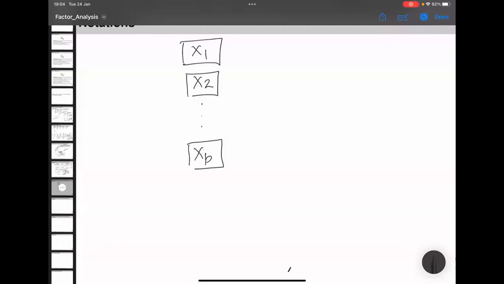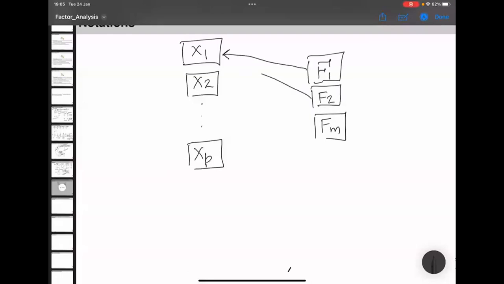So now what I was saying is that X1, X2 and XP are the p observable quantities, and F1, F2, FM are unobservable factors. Now F1 is contributing something to X1, F2 is also contributing, and similarly FM is also contributing. So it is contributing lambda 11, lambda 12, and lambda 1m. Now I am writing it like this.